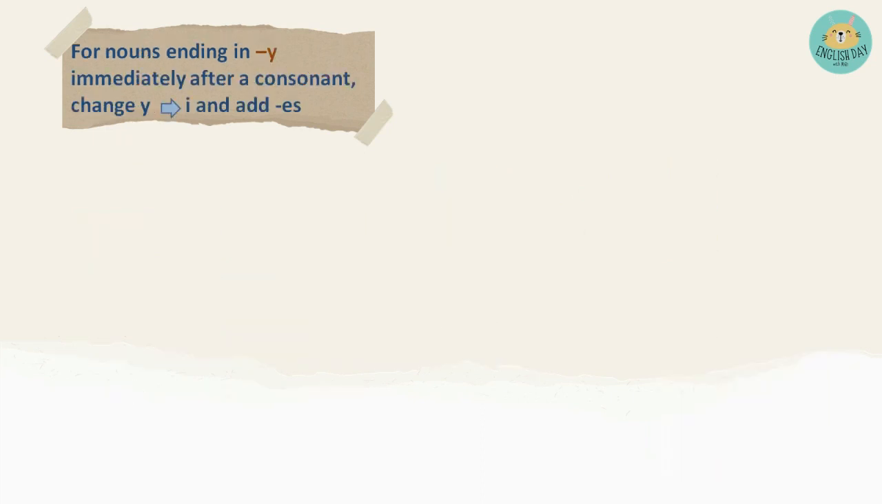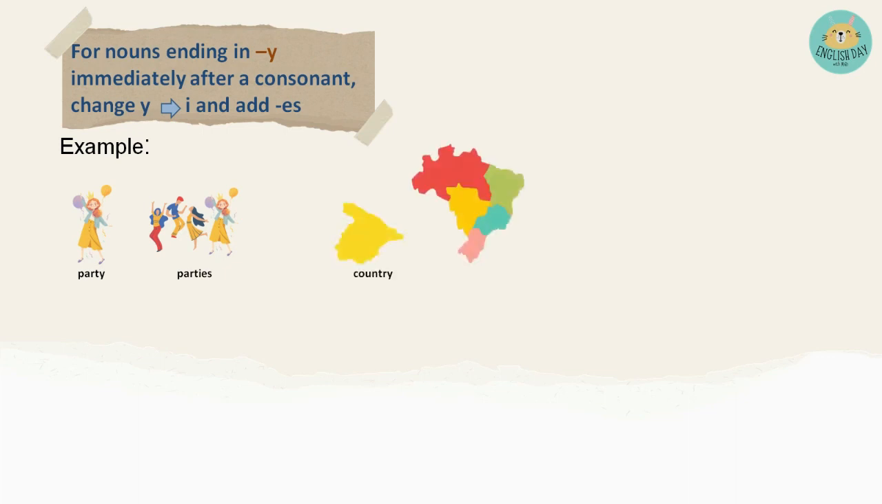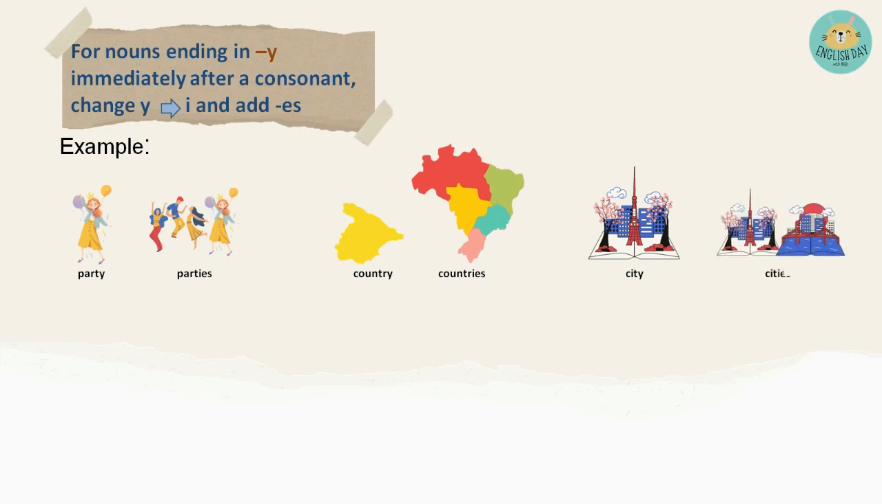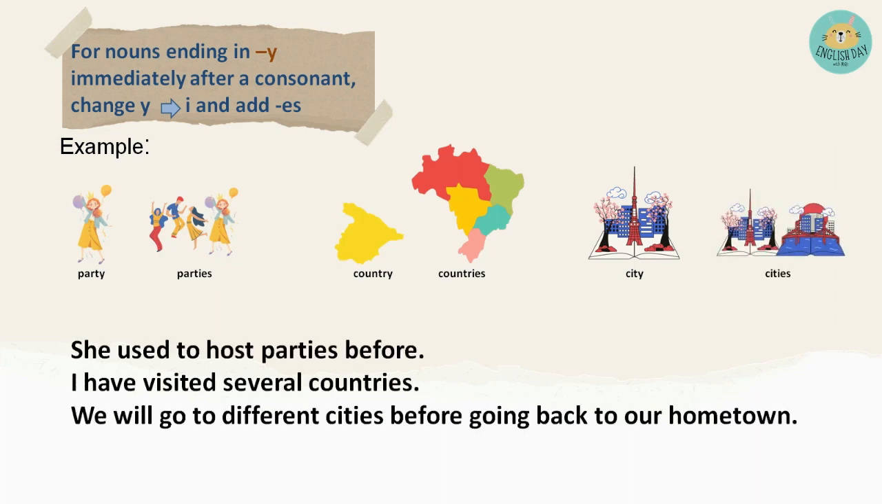Now let's go to the next rule. For nouns ending in y immediately after a consonant, we change that y to i and then we add es. For example, party, parties. Country, countries. City, cities.